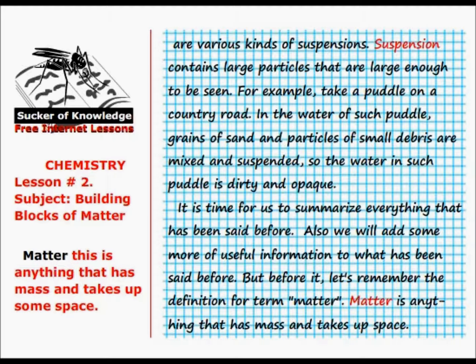For example, take a puddle on a country road. In the water of such puddle, grains of sand and particles of small debris are mixed and suspended, so the water in such puddle is dirty and opaque.